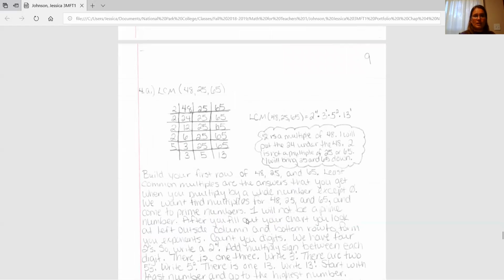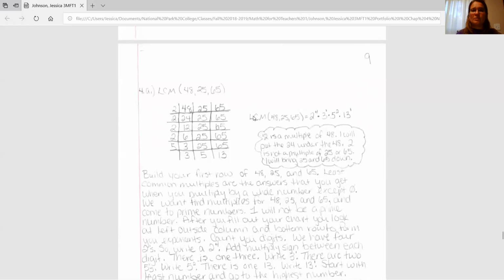Least common multiple of 48, 25, and 65. First, you build your top row of 48, 25, and 65, and 2 goes into 48, and you get 24. 2 does not go into 25 or 65, so you bring them down. 2 goes into 24, you get 12. 2 goes into 12, you get 6. And then 2 goes into 6, you get 3. Now we have a prime number, so we're just going to continue to bring it down. 5 goes into 25 and 65, and you will get 5 and 13. You continue to do this until you get a prime.